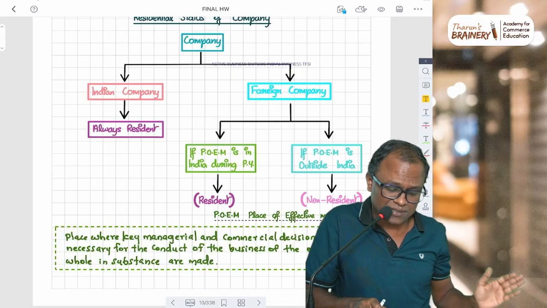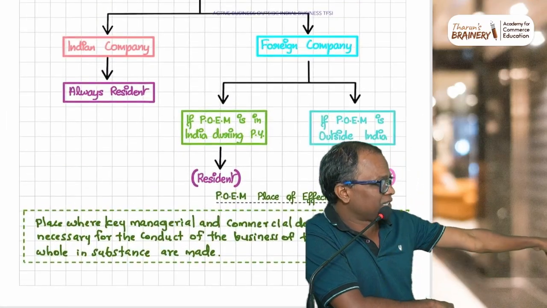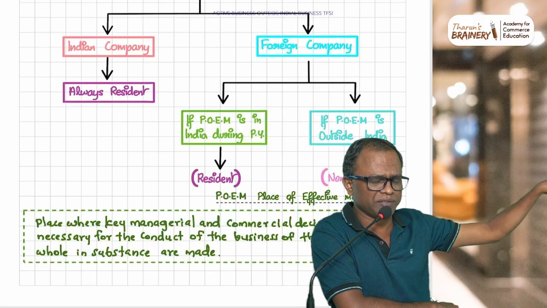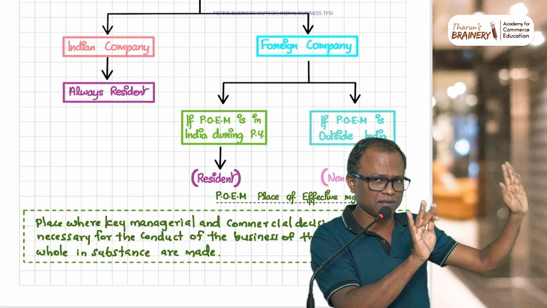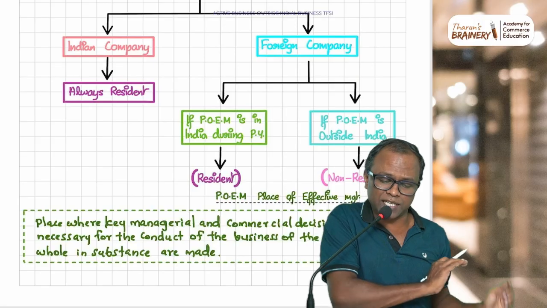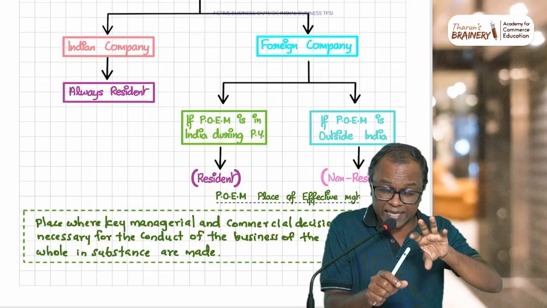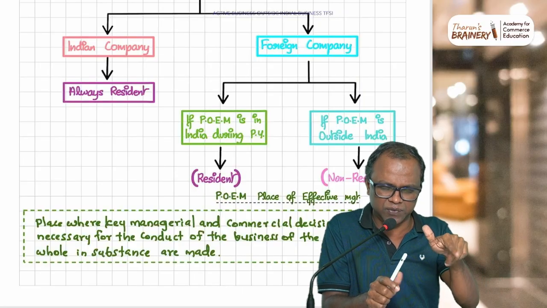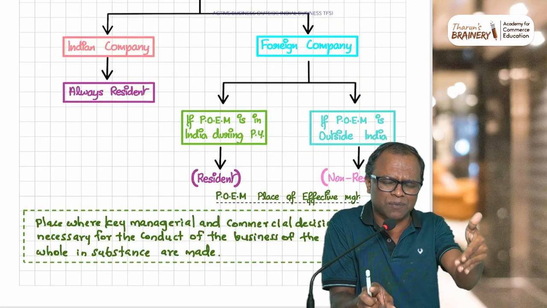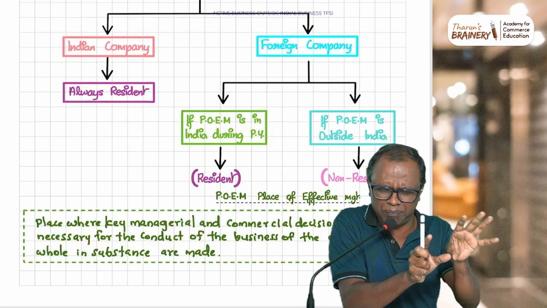Foreign company, whether it is resident in India or not, Section 6 says only one sentence. As per Section 6, if the place of effective management of the company is in India during the previous year, then that foreign company is said to be resident. If the place of effective management is outside India, we can say it is a non-resident. So what is place of effective management? The Act says place of effective management means a place where key managerial and commercial decisions that are necessary for the conduct of the business of the company as a whole are, in substance, made. That means the place where the key decisions are taken is known as the place of effective management.